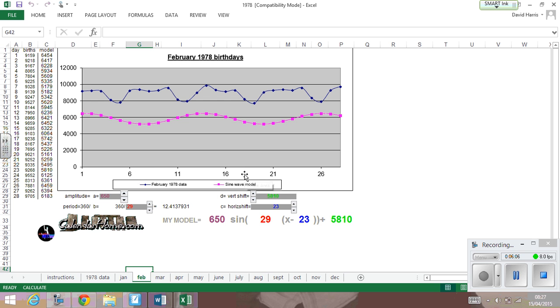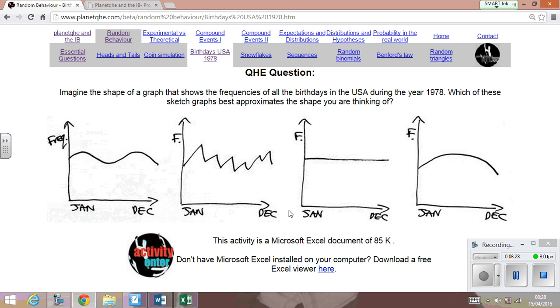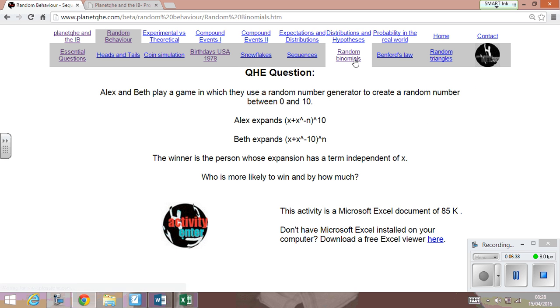On the x-axis we have the date in February 1978. On the y-axis we have the frequency. You may have thought it would be a constant level, but it has a repeating pattern, and that's something to explore in other months. But my purpose today is for you to just be aware that that is there, and maybe if you're interested, go and investigate. Random binomials could be an internal assessment starter.